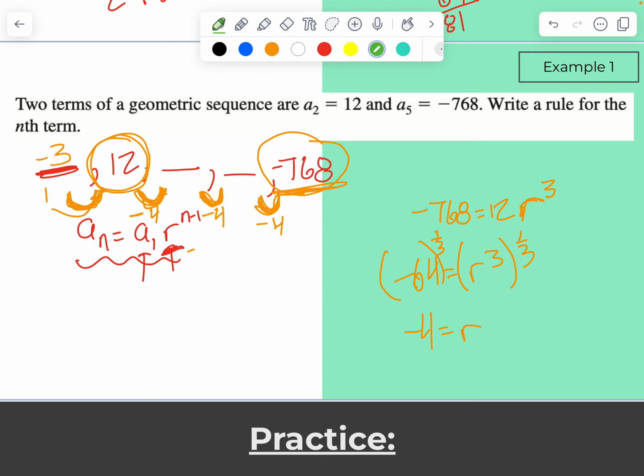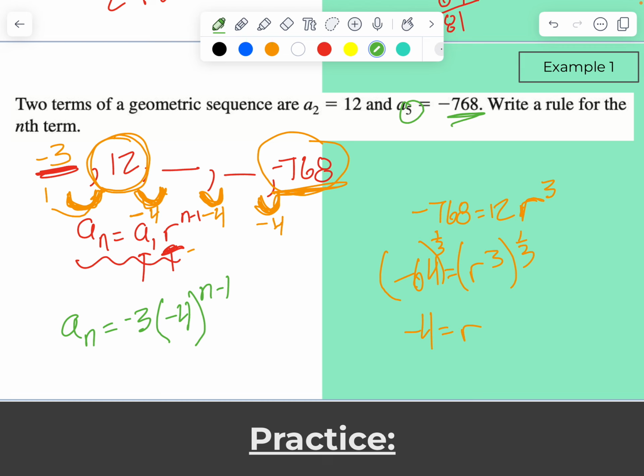So then if I'm writing an equation, I'd have a sub n equals negative 3 times my r value of negative 4 to the n minus 1. If I wasn't sure if I was correct, I could always take 5 and plug it in, and I should get negative 768. So I can always check my answer with something that they give me.